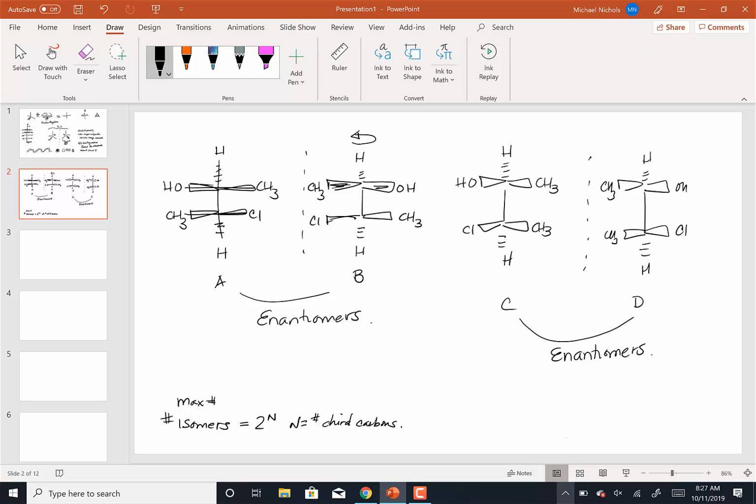So when you have more than one chiral center, we look at the whole structure. And that whole structure can only have one mirror image. So for A, there's only B. For B, there's only A. For C, there's only D, and vice versa. So no matter how many chiral centers are in the molecule, there's only one non-superimposable mirror image isomer. There's only one enantiomer. Okay? So A and B and C and D are pairs of enantiomers.